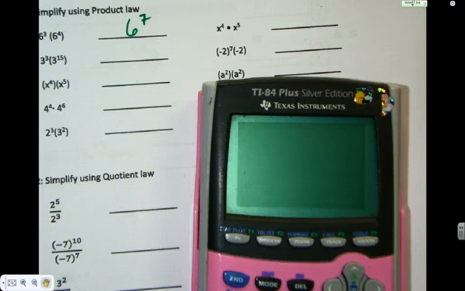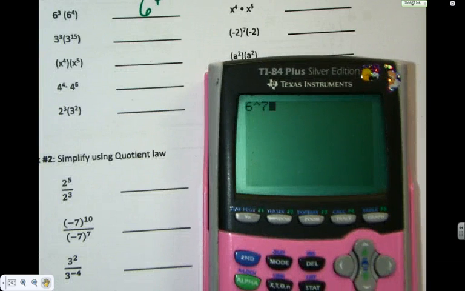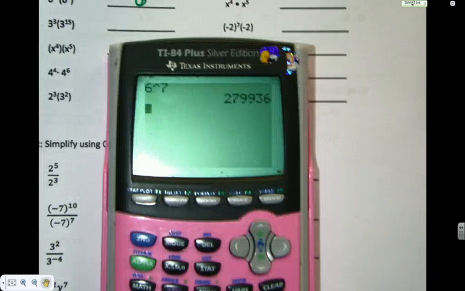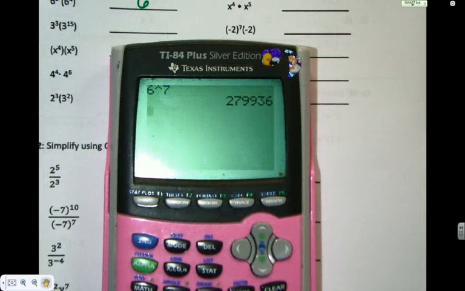So again, you're looking for whatever button you had yesterday, either the y to the x, x to the n, something with a hat, with a caret. 6 caret 7. And you should have that same number, 279,936. Everybody got that?